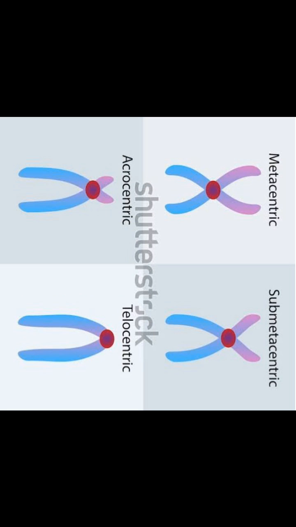Next, second one, submetacentric. In the submetacentric chromosome, the centromere is slightly away from the middle of the chromosome. So you can see in this second diagram, the submetacentric chromosome. The centromere is slightly away from the middle of the chromosome, resulting in one shorter arm and one longer arm. So you can see towards the upside shorter arms, towards the downside longer arms.